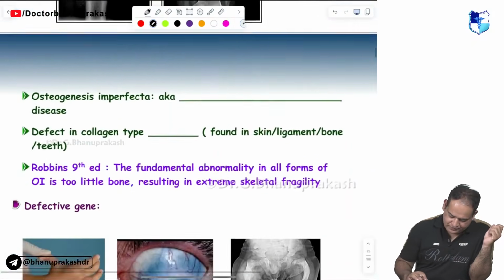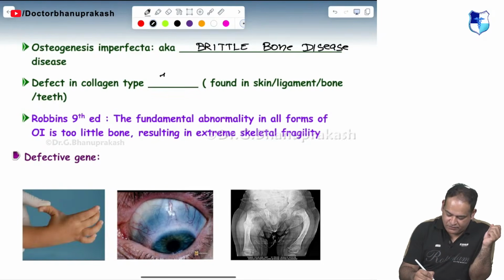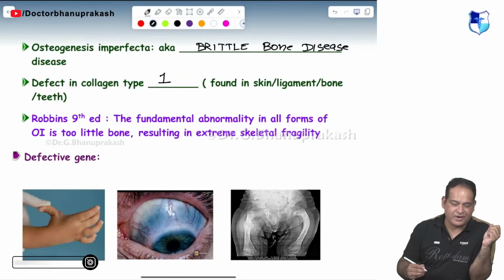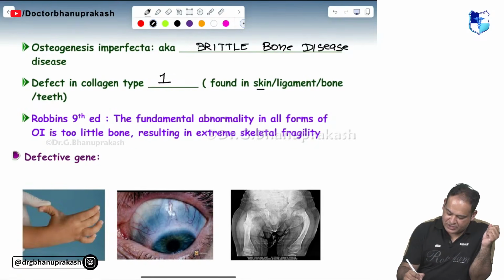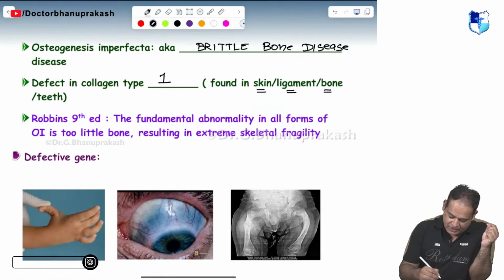Okay, let's move forward. Osteogenesis imperfecta. This is also known as brittle bone disease. Now, there is a defect in collagen type 1. Fine. So, any structure having collagen type 1 is defective.